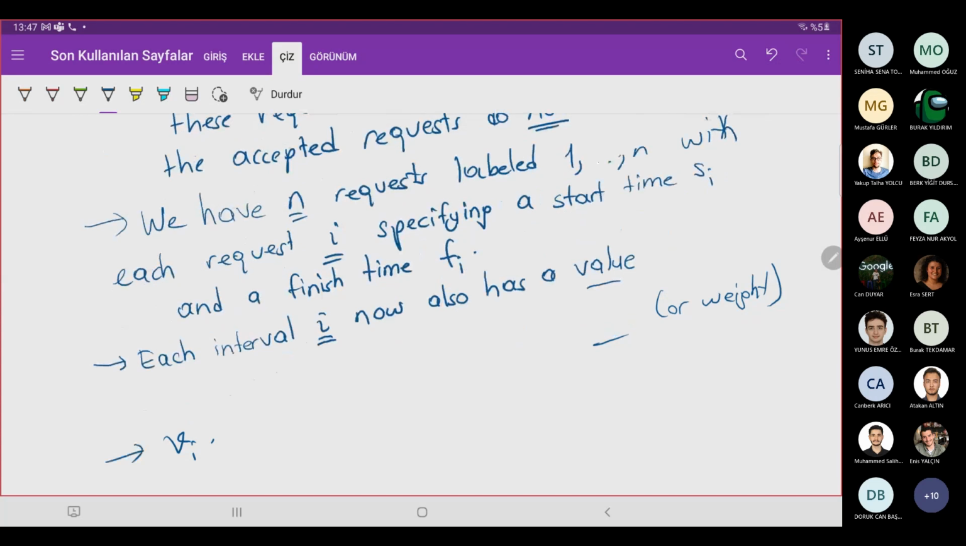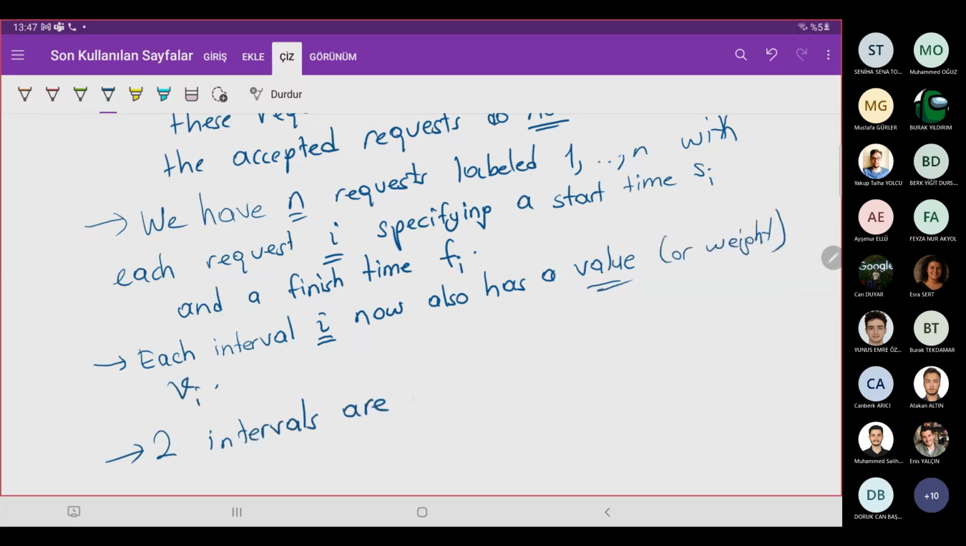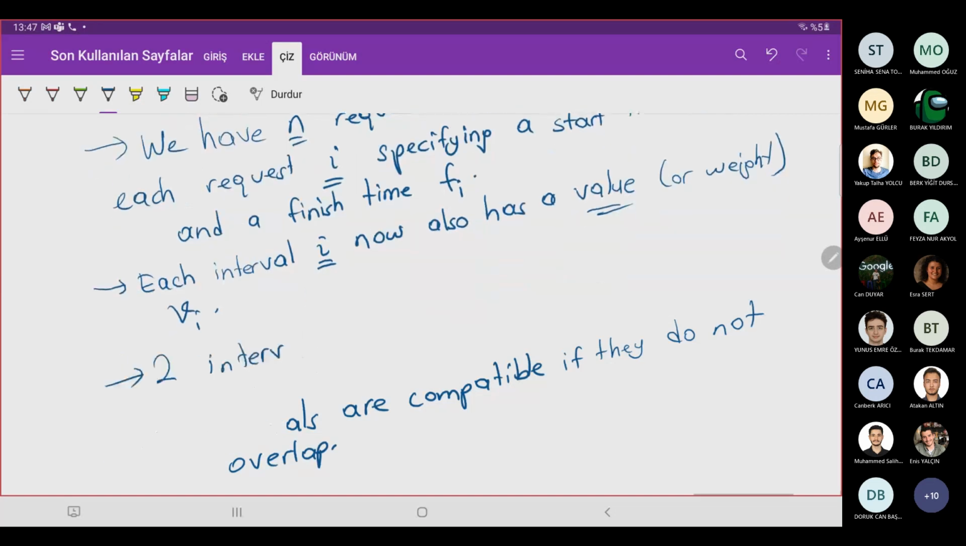So two intervals are compatible if they do not overlap. That's something we already said. The goal is to select a subset of these requests.